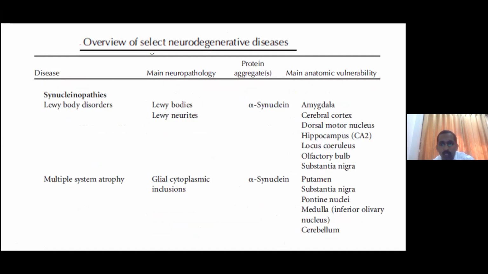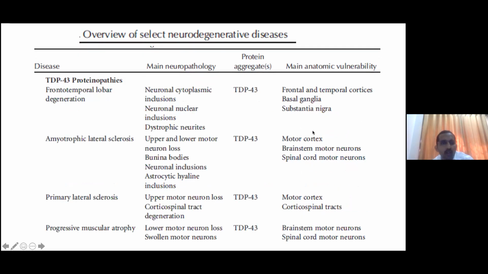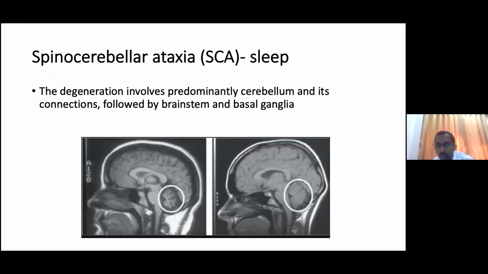In multiple system atrophy, you have the pontine nucleus, where the REM sleep generator centers are, and the cerebellum is also involved. We are going to talk more about spinocerebellar ataxia, where we have done a lot of studies in these patients, looking at what has happened predominantly and what kinds of structures are degenerated in these diseases I showed you.